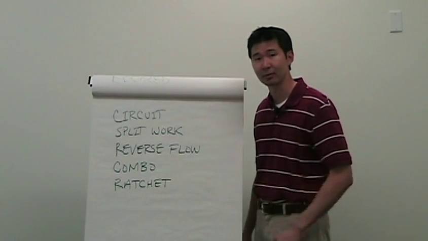And then finally, the ratchet. So let's go through each type in detail. This is what a circuit looks like. An operator, or in this case more than one operator, works the entire loop and takes the product from beginning to end. They complete the entire circuit repeatedly.